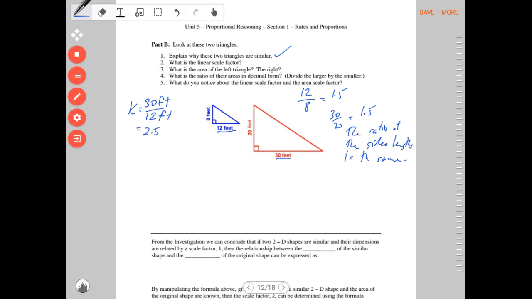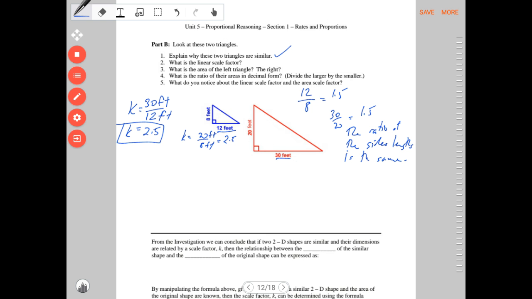Nice. Okay, now let's actually make sure that this works, because K should also then be 20 divided by 8. So 20 feet divided by 8 feet, and oh, look, that is also 2.5. So that could also explain why the triangles are similar. They have the same scale factor. Okay, so ratio of the side lengths, scale factor, same thing. Okay, so linear scale factor is 2.5. So K equals 2.5. Great.